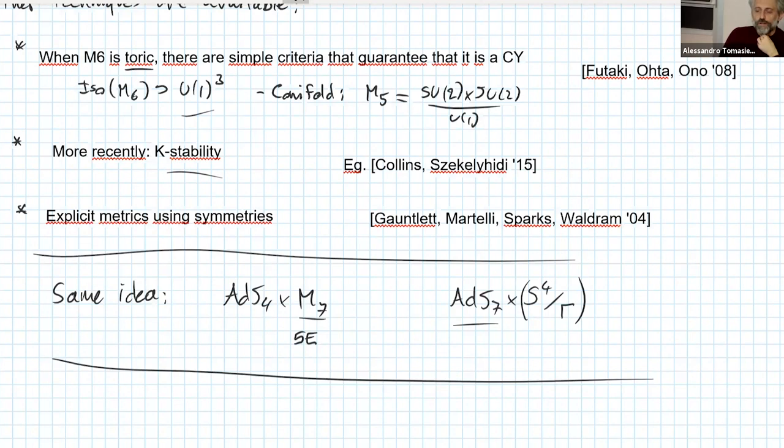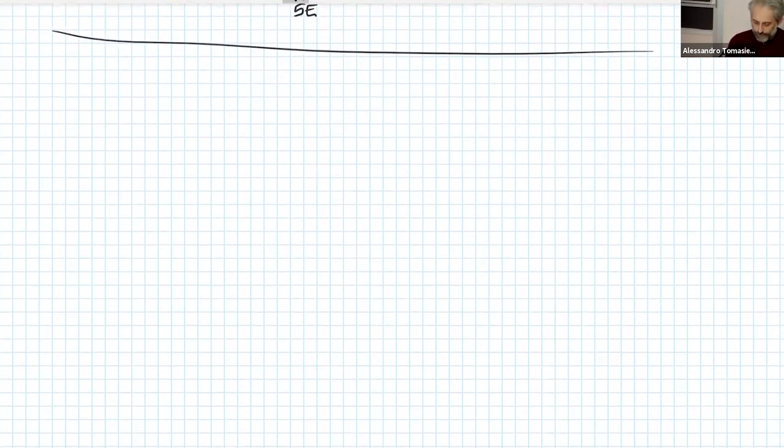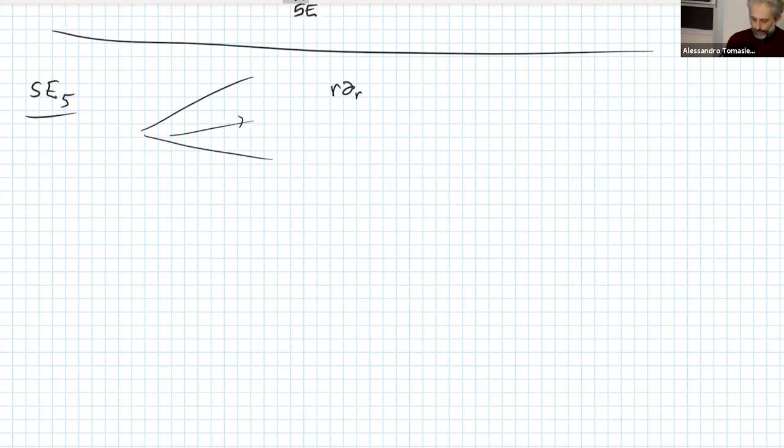Finally, I want to conclude with a couple of equations, a less poetic reformulation of what Sasaki-Einstein is. Let's focus on dimension 5, but very similar things are true for dimension 7. This will take 5 minutes. Given that the cone is conical, r∂_r is not quite a Killing vector, but the metric is charged 2 under it. It's a conformal Killing vector.